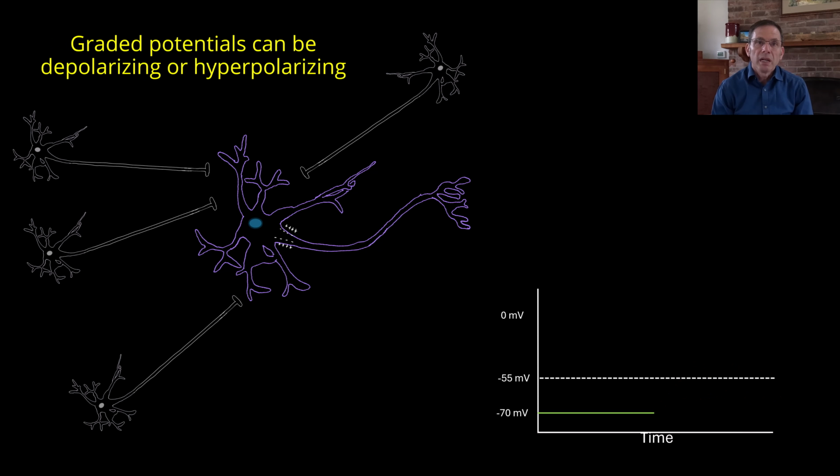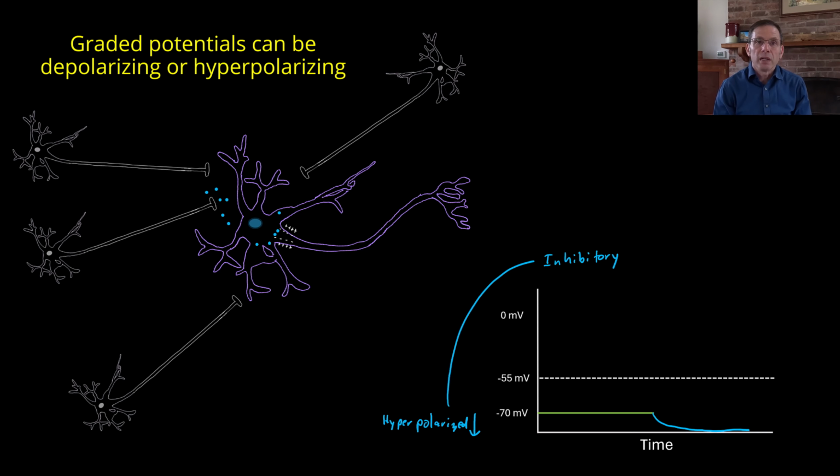The second property of a graded membrane potential is that it can make voltage inside the cell more positive or more negative. Imagine instead of glutamate being released at this synapse, the neurotransmitter released is a chemical abbreviated GABA. GABA can bind to receptors that allow chloride to enter the cell. Negative charge entering a neuron makes the voltage more negative, or what we call hyperpolarized. As voltage at the axon hillock moves further away from threshold, the neuron is less likely to fire an action potential, so we call this an inhibitory graded membrane potential.